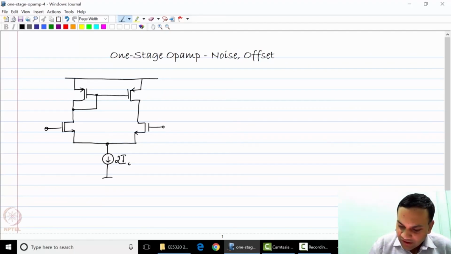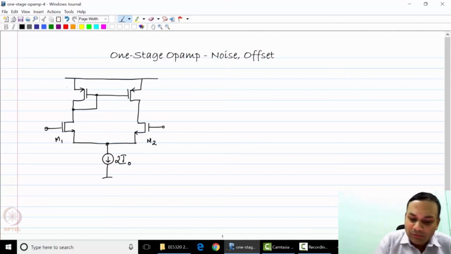So the current source has some current, 2I0, and I'm going to number the transistors: input transistors M1 and M2, and the PMOS load transistors are M3 and M4.